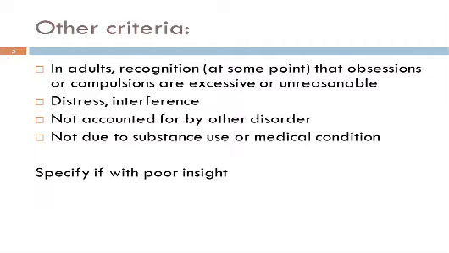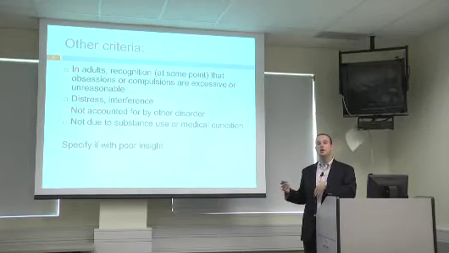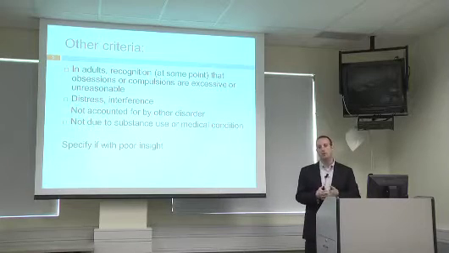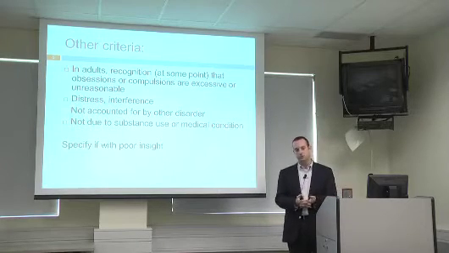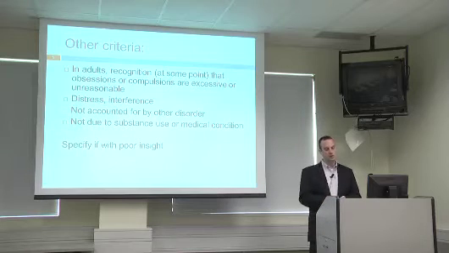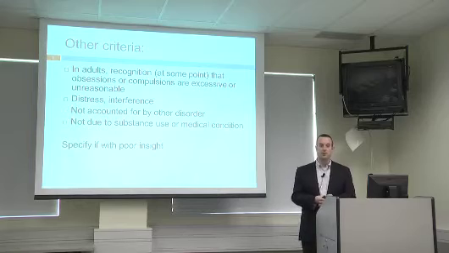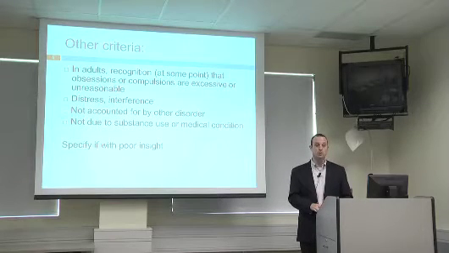There's a specifier for poor insight. And the specifier for poor insight, again, as I just mentioned a moment ago, you have to have had insight at some point, at least some degree of insight. Otherwise, we're thinking it's not OCD. It might be delusional. But people would be specified as having poor insight if during most of the time during their OCD episode, they don't realize that it's excessive or unreasonable.